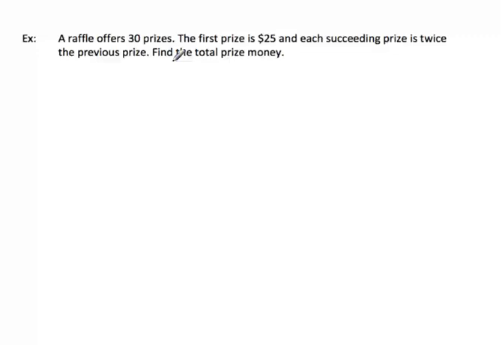A raffle offers 30 prizes. The first prize is $25, and each succeeding prize is twice the previous prize. So the first prize would be $25, the second prize would be $50, the third prize would be $100, etc. And we're asked to find the total prize money, so we want to add those all up. We don't know what the last prize value is. We could work it out though.